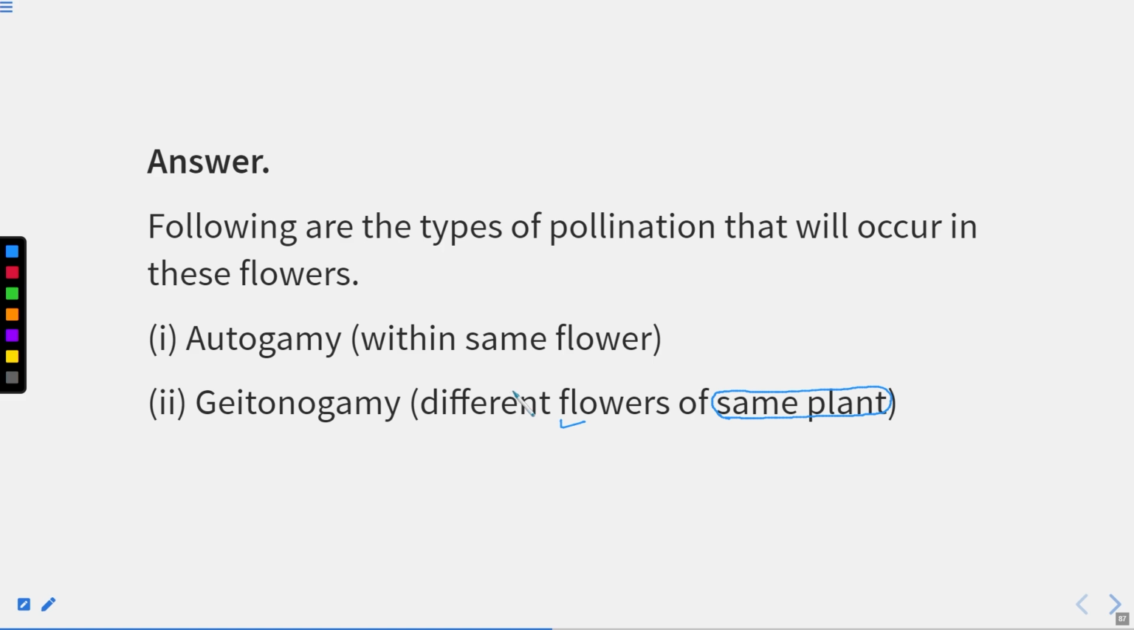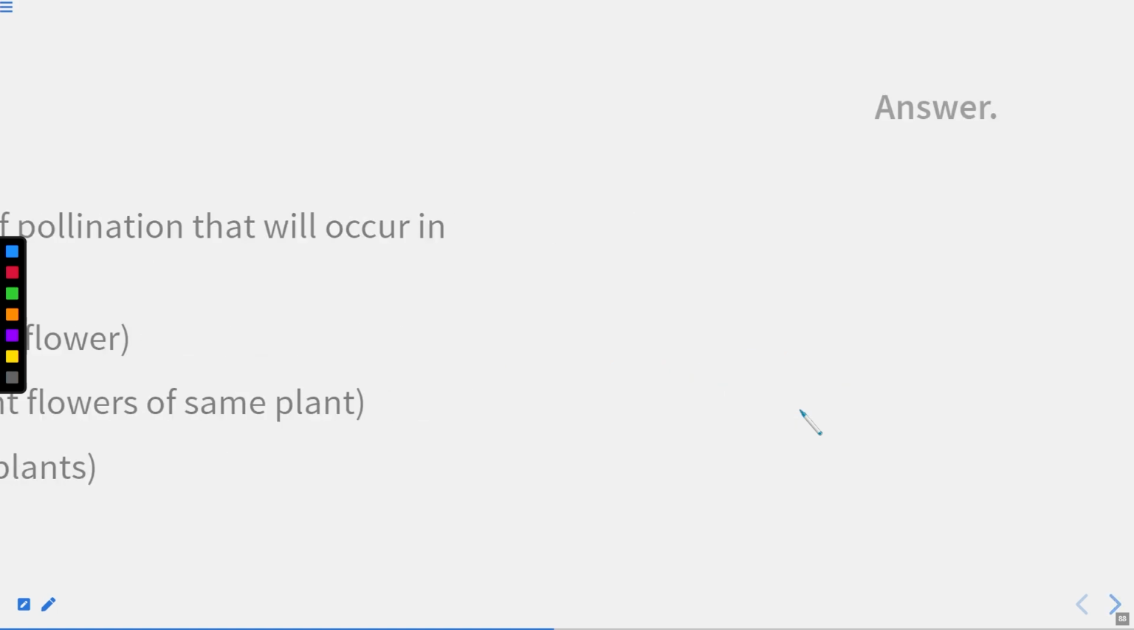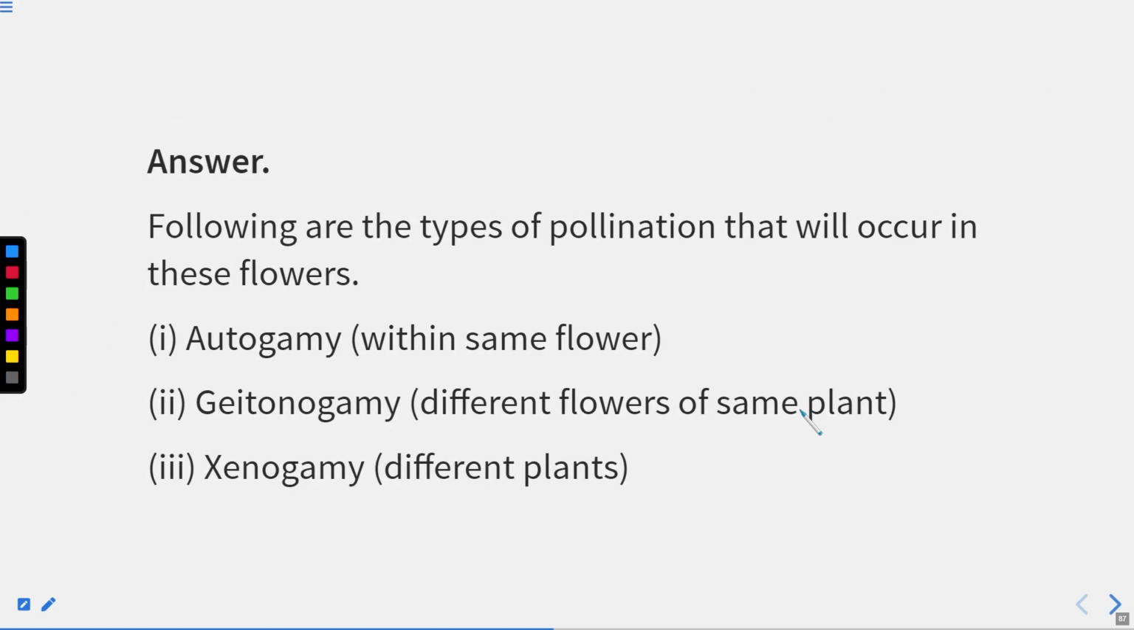It means transfer of the pollen from the anther of one flower to the stigma of another flower, but both these flowers will be present on the same plant. This is known as geitonogamy. A third one is xenogamy. So in xenogamy, what happens? It is a type of cross-pollination.